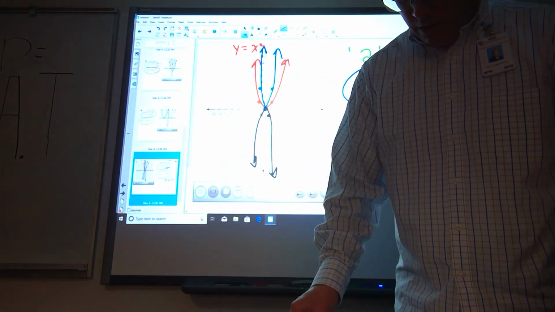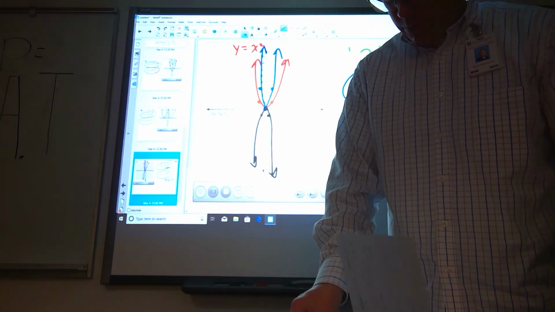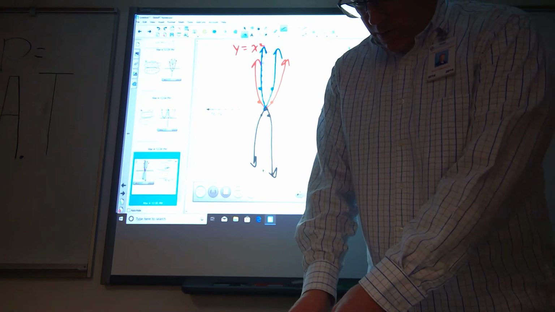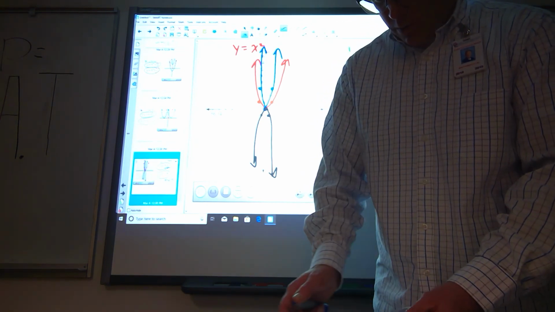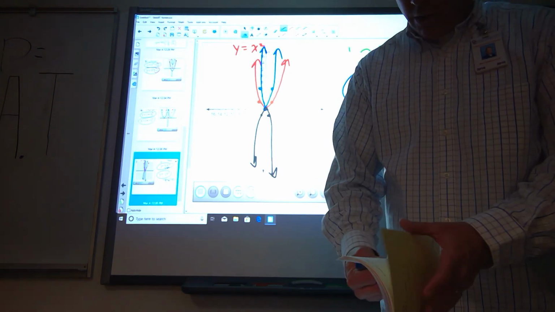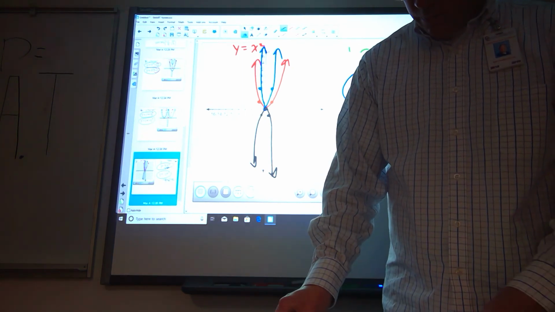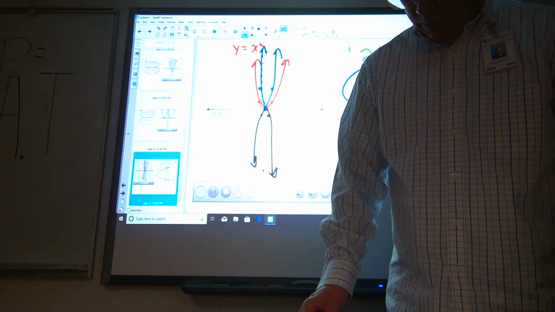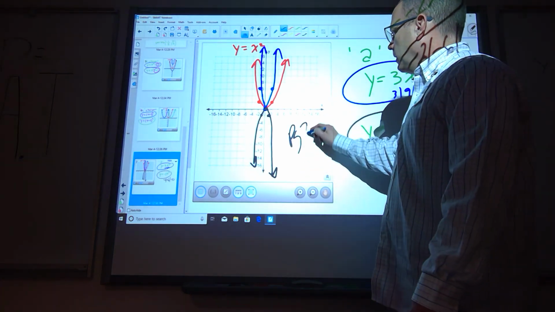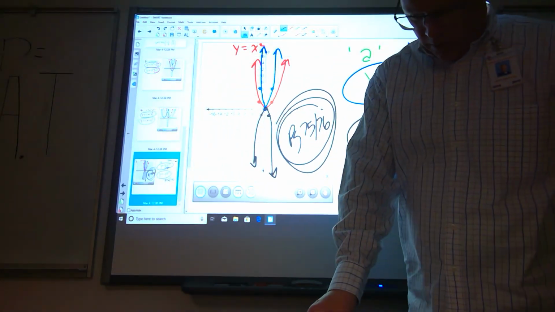So, number 8. I'm in the wrong place. What chapter are we in? Graphing quadratics. Okay, page 75, 76. You have the remainder of the period to start working on it if you'd like.